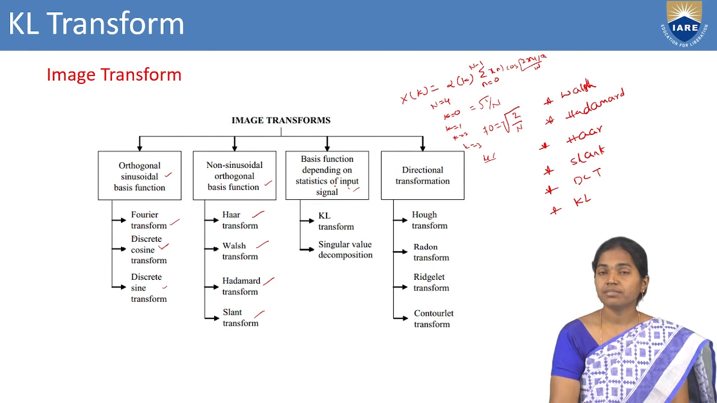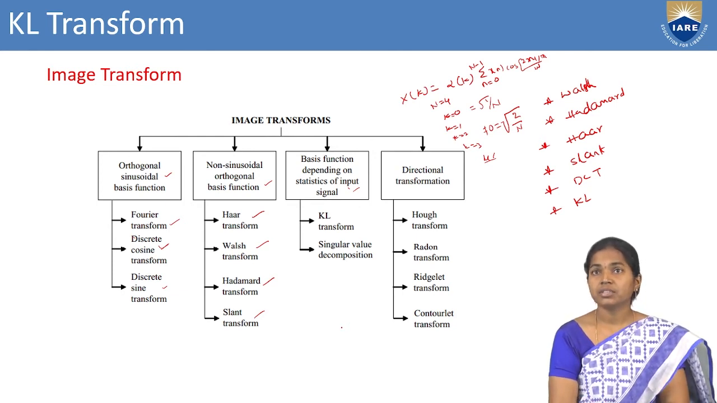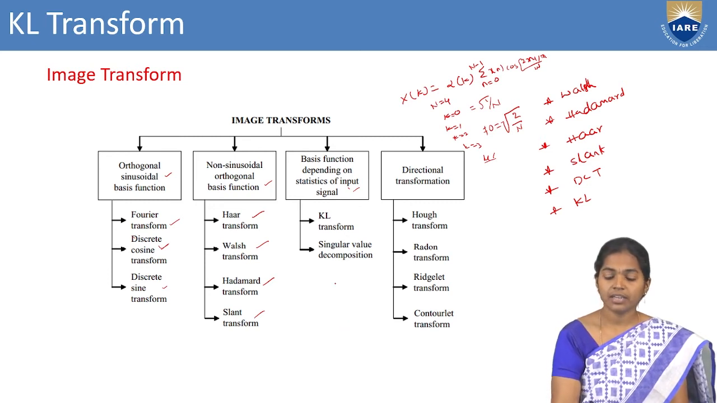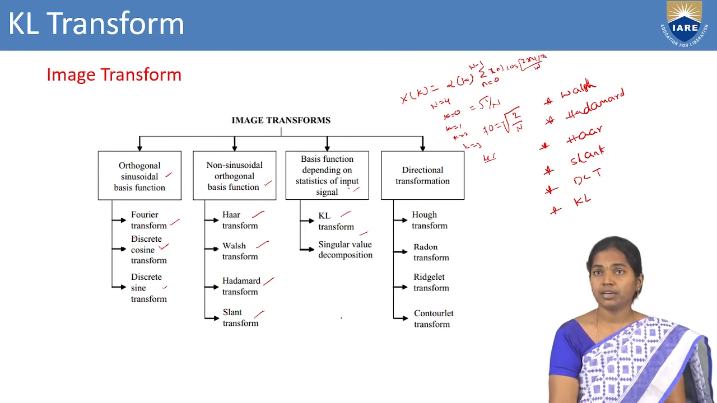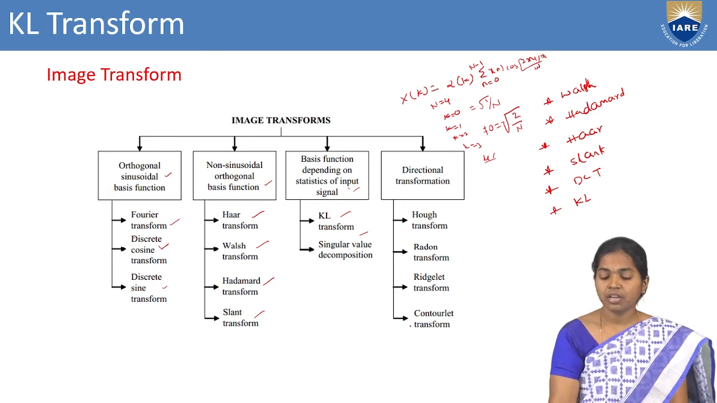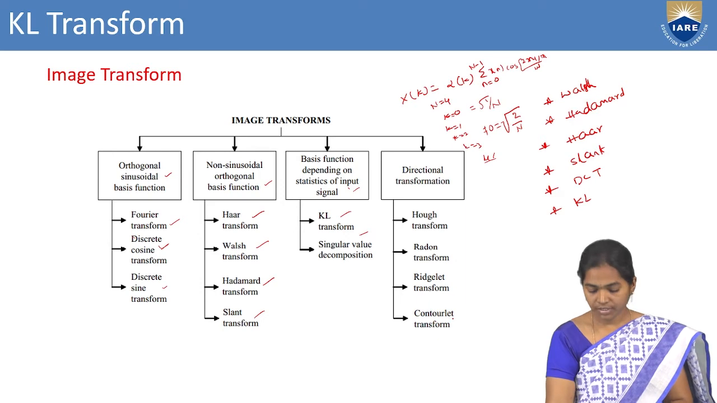The next one is the basis function depending on the statistics of the input signal. Here it is the KL transform and singular value decomposition. The next one is directional transformation. In directional transformation, we have four types: Hough transform, Radon transform, Ridgelet transform, and Contourlet transform.